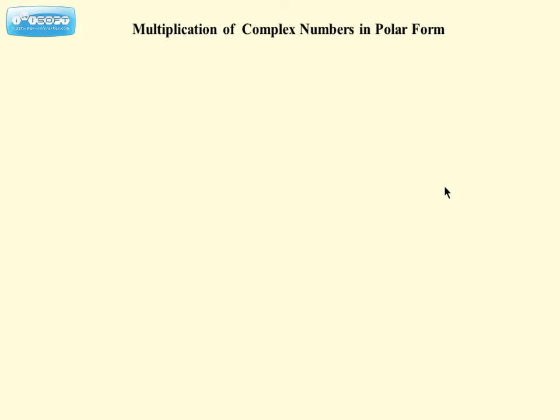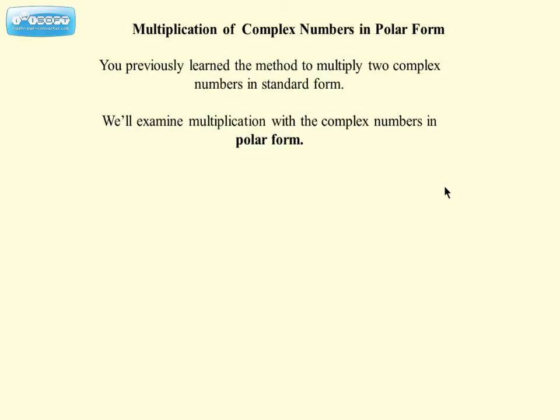Let's investigate the multiplication of complex numbers in polar form. You previously learned to multiply complex numbers in standard form. But let's look at two complex numbers that are now written in polar form. So we have z1 with its modulus and argument and z2 with its modulus and argument.